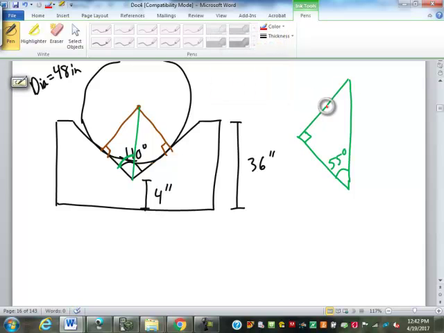I know this side right here. How do I know that? It's half the diameter. It's a radius. That should be 24 inches.